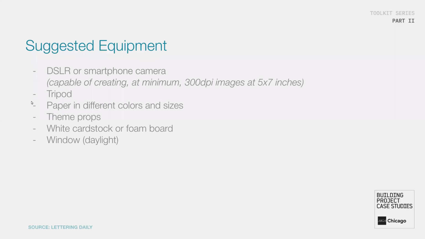So back to the photography. For suggested equipment, here's a list of some things that you could gather to be able to photograph maybe in your home. If you have a DSLR, great, but a smartphone camera is just fine. Something that's going to be capable of creating at minimum images that are 5 by 7 inches at 300 DPI. A tripod or a mount, paper in different colors and sizes, themed props that make sense in that setting, think in terms of the bakery tools, white cardstock or foam board to bounce that light, and then a window, just a window for daylight.